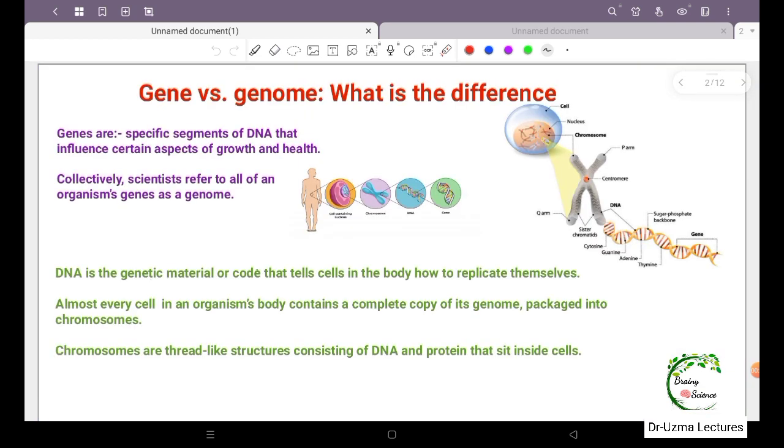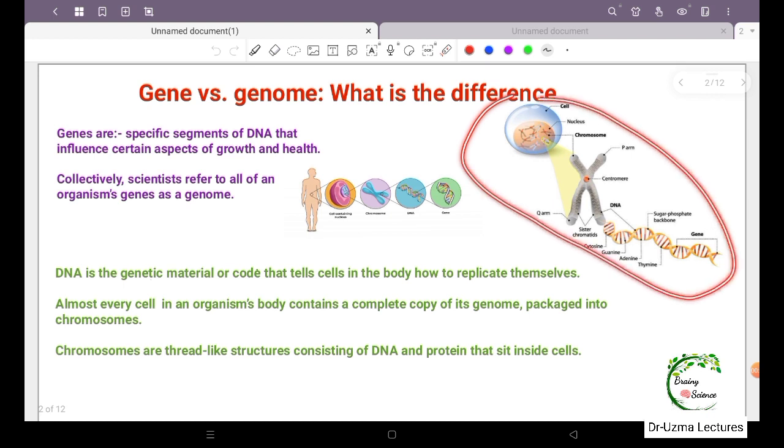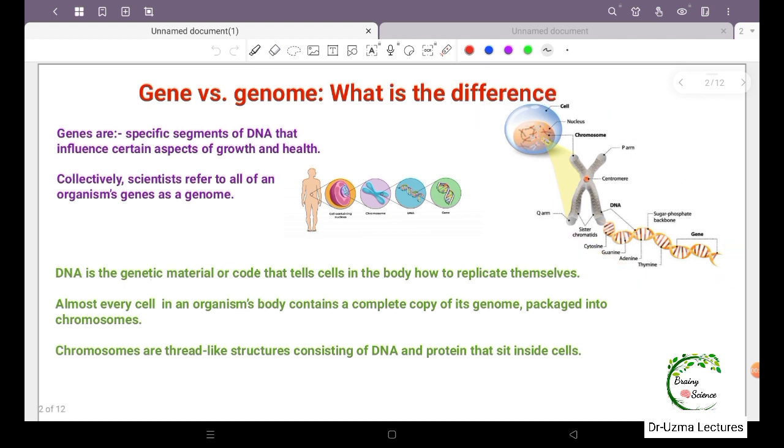First of all, let us know what are the gene and what are the genome and what is the basic difference. This is a diagram, okay? Over here, you can see there is a cell. Inside the cell, there is a nucleus. And when we look inside the nucleus, this is a condensed form of a DNA known as a chromosome. When we zoom in on the structure of the chromosome, we see this structure which contains different bases.